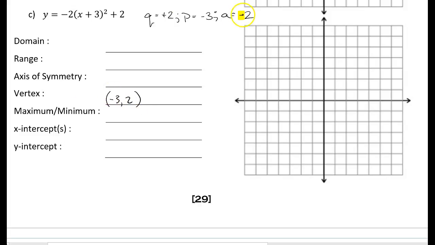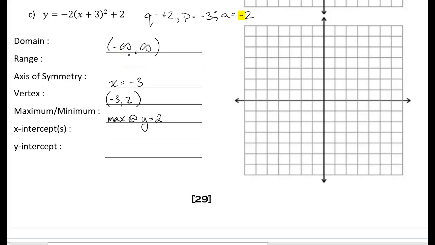But because A is negative, that means that my parabola is opening downward. This means that I have a maximum instead, still at my vertex, so y equals 2. My axis of symmetry doesn't change, no matter if it's opening upward or opening downward. So I've got axis of symmetry at x equals -3 going through my vertex. My domain also stays -infinity to positive infinity. Any x value can be plugged into this equation.